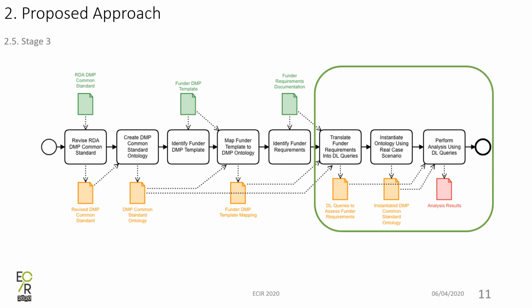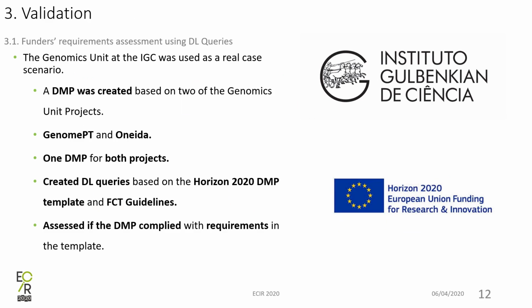In the final step, and given the mappings and the funder's requirements, we proceeded to create description logic queries that would represent the requirements. We then instantiated the DCSO with a real case scenario and performed an automated analysis of the requirements. The real case scenario was based on the genomics unit at the Instituto Gulbenkian Ciência, IGC. In particular, we focused on 2 of their ongoing projects, Genome PT and ONEDA.